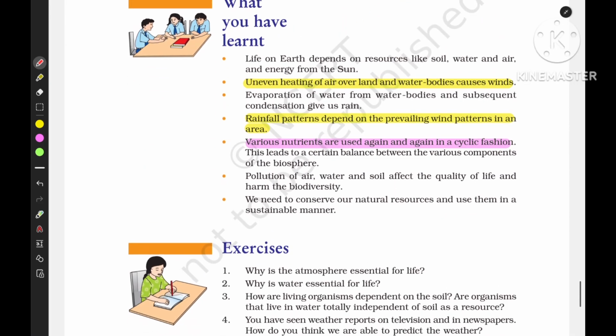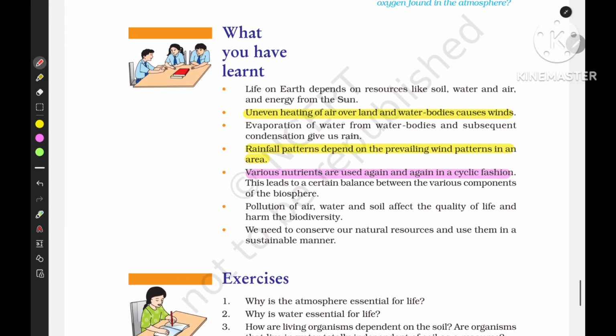So we are almost at the end of this chapter. What causes the wind over water bodies? Uneven heating of the air over the water bodies causes the wind to flow. In the day it flows from the sea to land, and at night it flows from land to sea. Rainfall patterns depend on the prevailing wind patterns in an area.